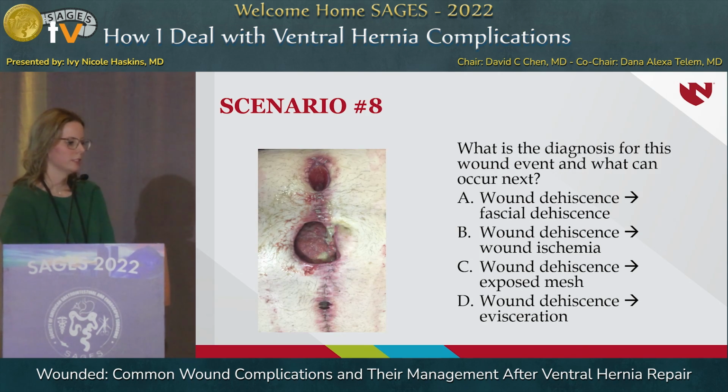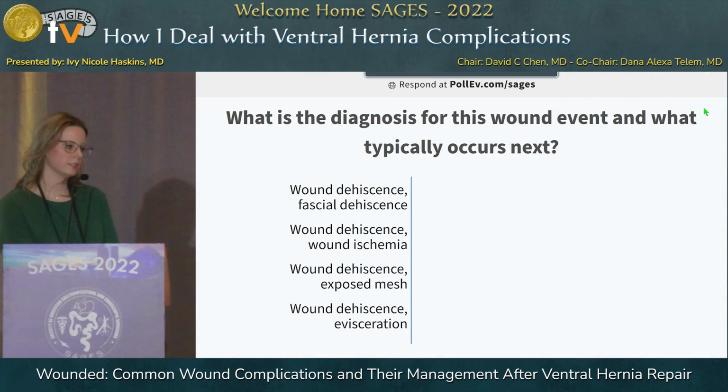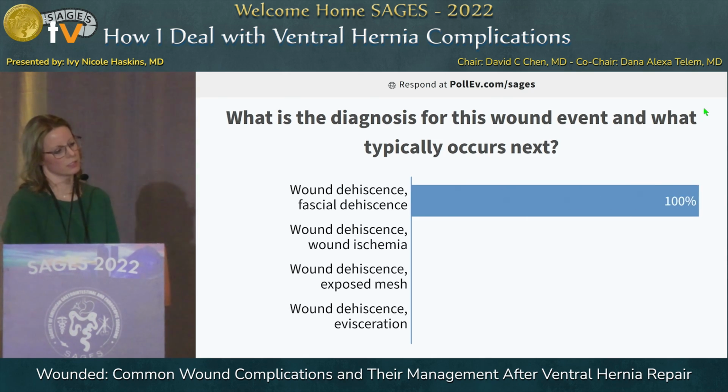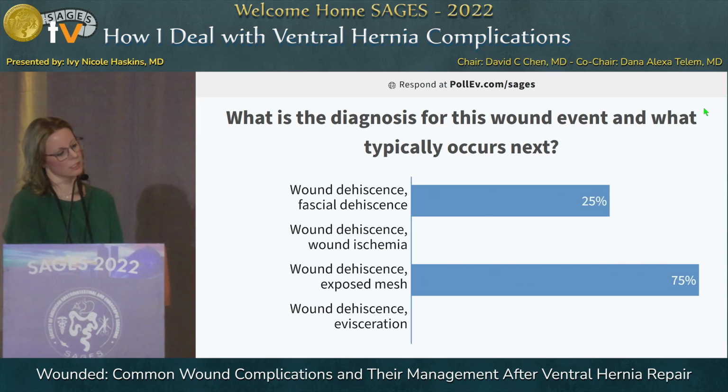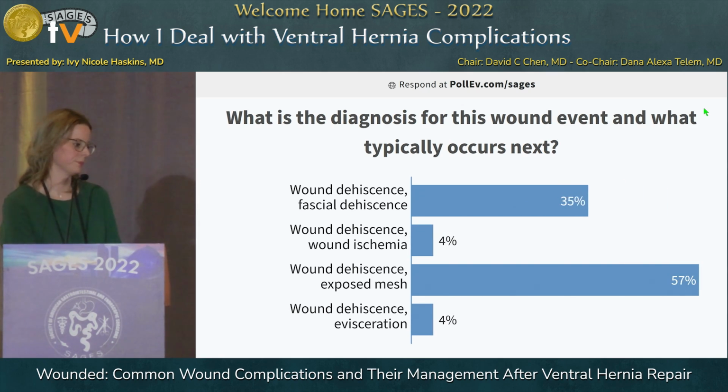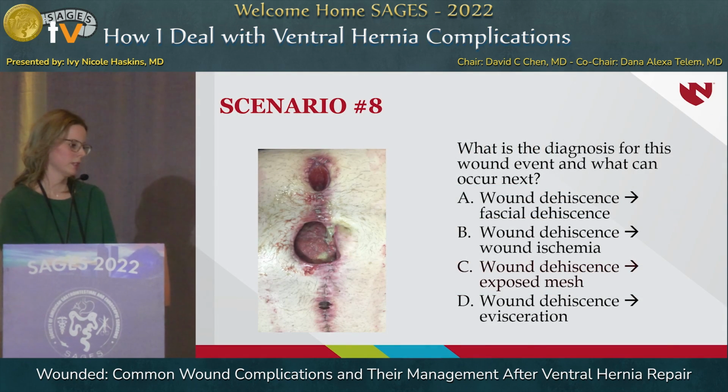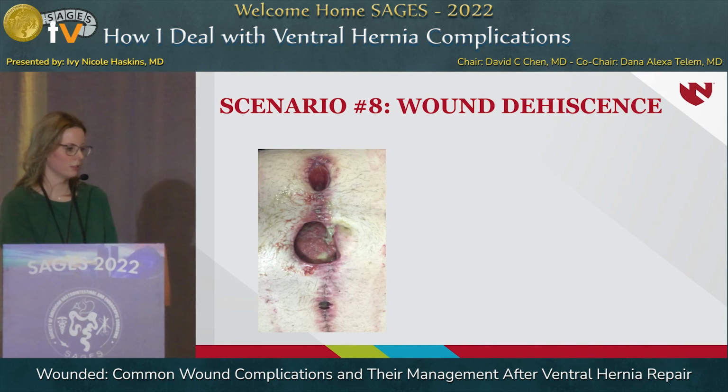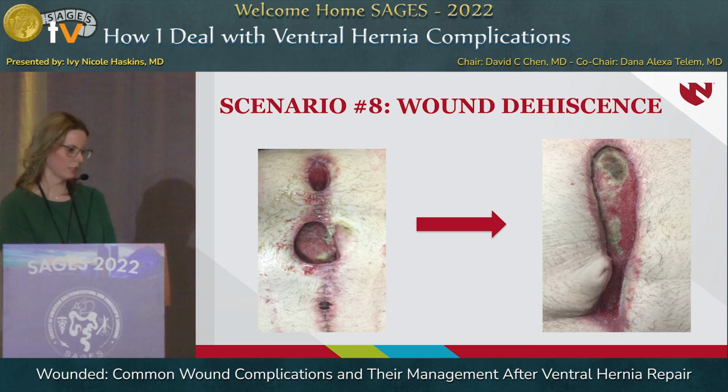Scenario 8, what is the diagnosis for this wound event and what can occur next? Wound dehiscence to fascial dehiscence, wound dehiscence to wound ischemia, wound dehiscence to exposed mesh, or wound dehiscence to evisceration. The answer is C, wound dehiscence to exposed mesh. This is ultimately what the patient looked like, and that top area is some exposed mesh.